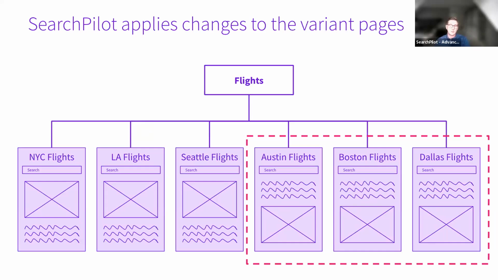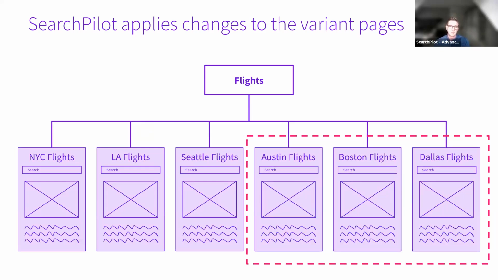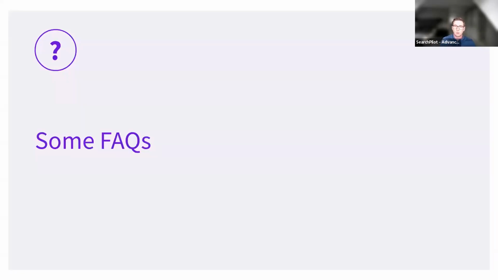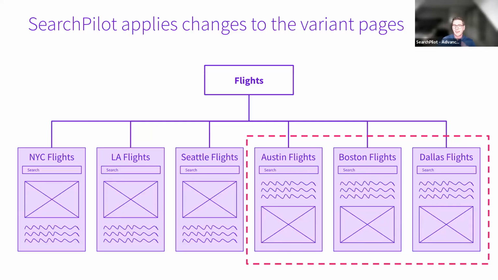Notice here that the content, if I just flick back and forth between the two, once we make that change, Austin, Boston, and Dallas have the content at the top of the page, whereas Seattle, LA, and New York have the content at the bottom of the page. And so now what you would do is add up all the traffic to the variant pages and compare it to the traffic to the control pages. We'll talk about that in more detail when we look at the maths.